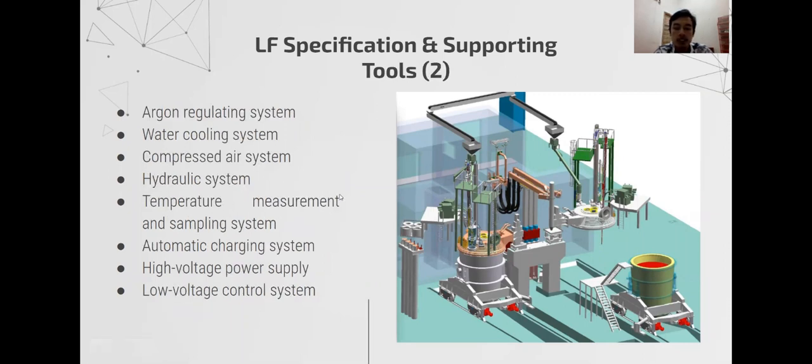The next specification and supporting tools are an argon regulating system to inject argon into the ladle, a water cooling system used to control temperature in operation range, a compressed air system, a hydraulic system, a temperature measurement and sampling system to control the temperature and ladle composition during the process, an automatic charging system used to charge automatically so that the process is more efficient, a high voltage power supply used to match the electric energy required during the process, and the last one is a low voltage control system with the aim to control the whole process in LF.